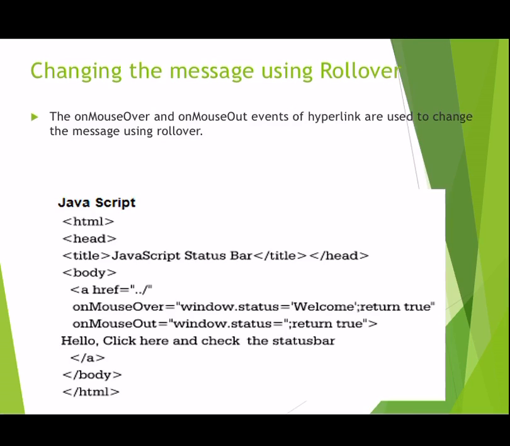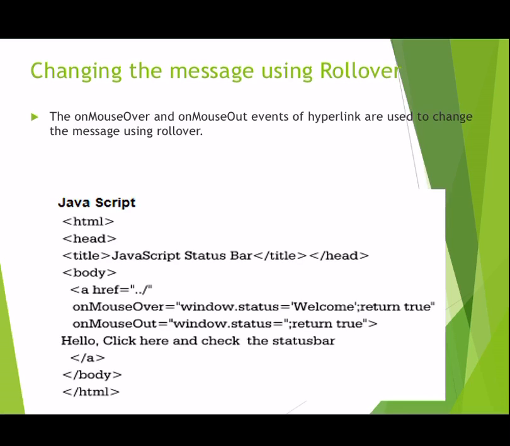The onMouseOver event is used in order to specify a certain status when you move your mouse cursor over that particular message. So onMouseOver is equal to window.status equal to welcome, that is, when you move your mouse cursor over that message, welcome will be displayed. Write that welcome in single or double quotes, give a semicolon, and then write return true.